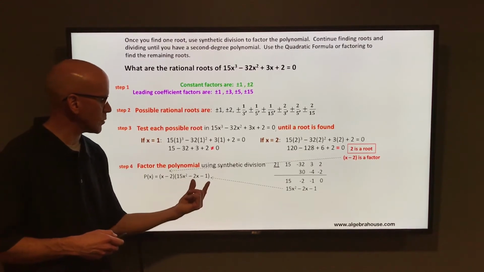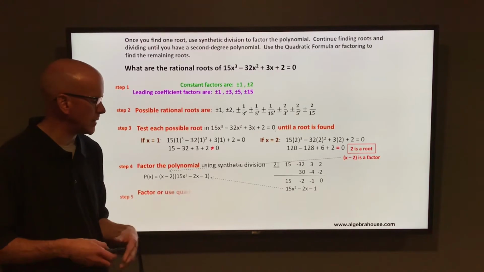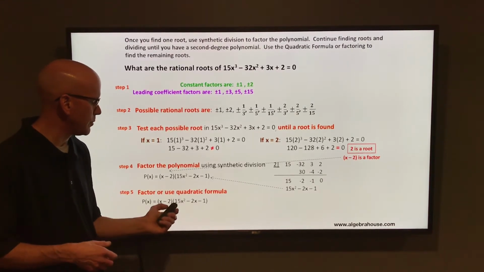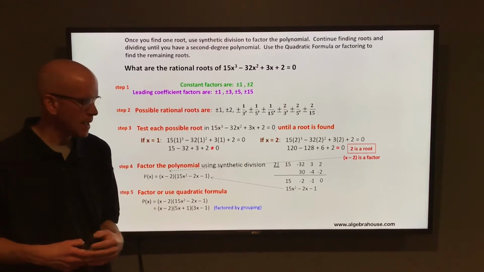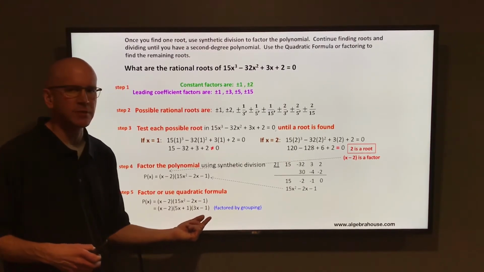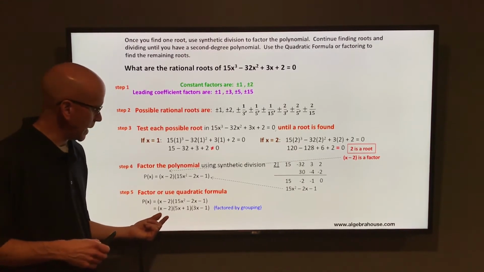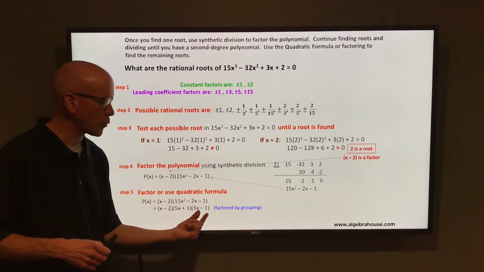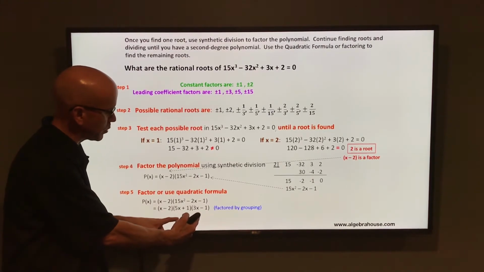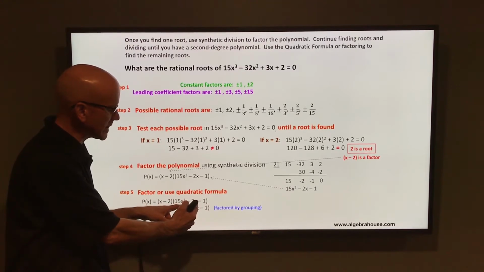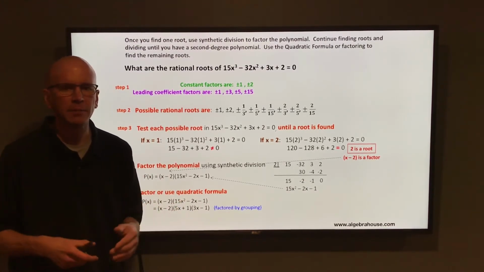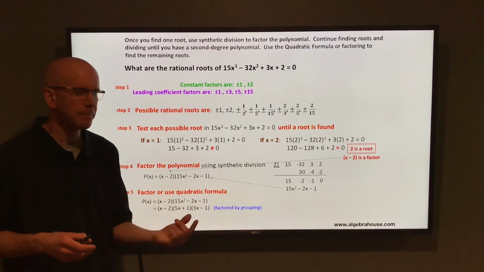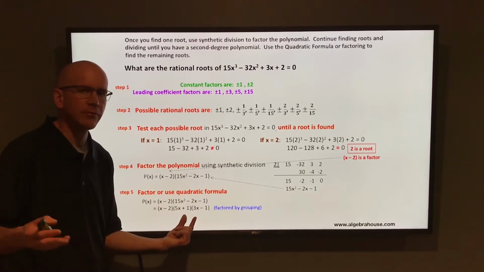So this 15x squared minus 2x minus 1, I'm going to try factoring that, and that does factor into 5x plus 1 times 3x minus 1. So now we have three linear factors: x minus 2, 5x plus 1, 3x minus 1. Again, that 5x plus 1 times 3x minus 1, you would get by factoring 15x squared minus 2x minus 1, factoring by grouping. It's going to take a little more time, but you do get two more linear factors.